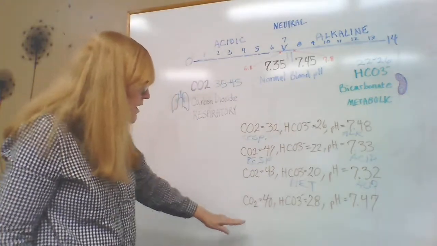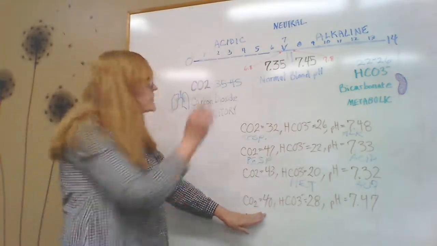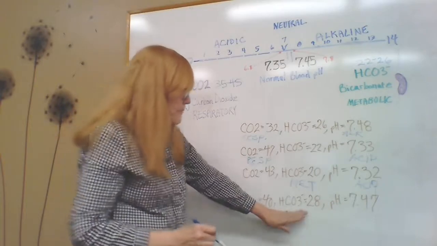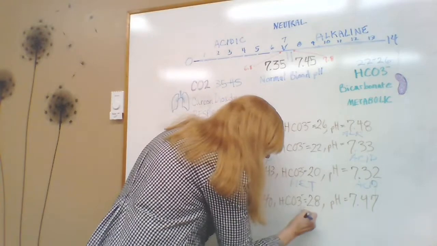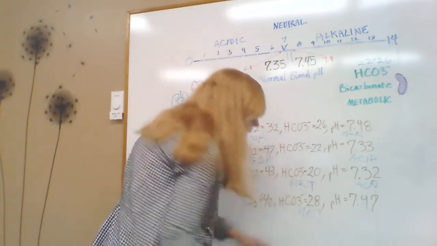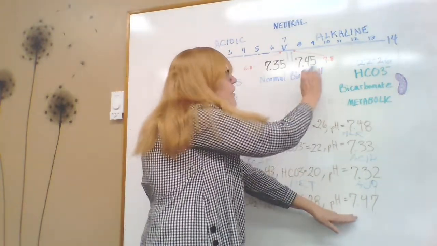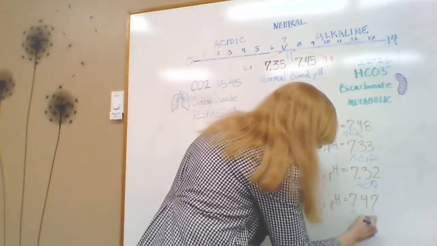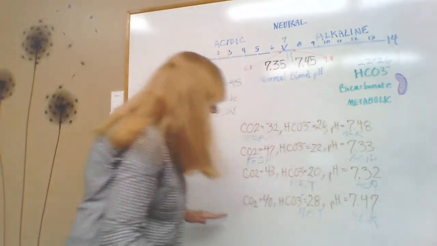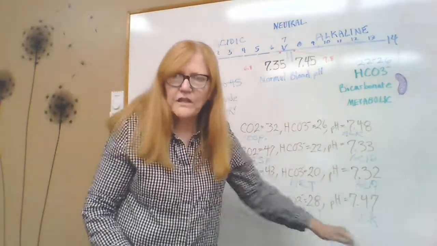And the last one, carbon dioxide needs to be 35 to 45. Yes, that's okay. Bicarb needs to be 22 to 28. Nope, too much. Metabolic issue. What about the pH? It's too high. It's on the alkaline side, so it's alkalosis. So this patient is in metabolic alkalosis.